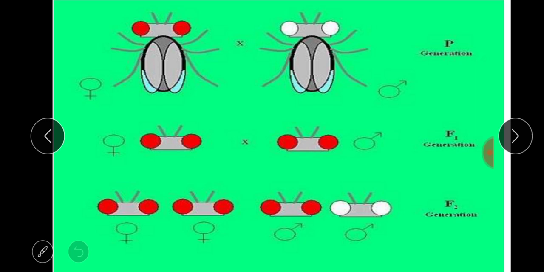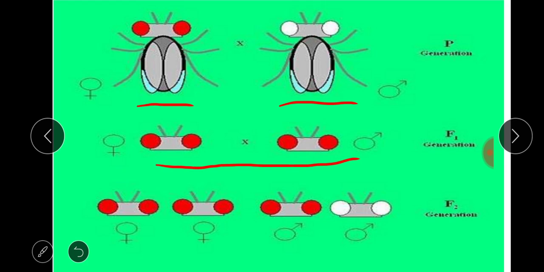This is the cross of inheritance in Drosophila, where you can see that females are red-eyed and males are white-eyed. When they are crossed, this is female and this is male. When the crossing is done between the red-eyed female and white-eyed male, in F1 generation, all the progeny have red eye.